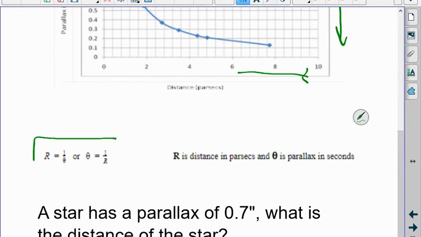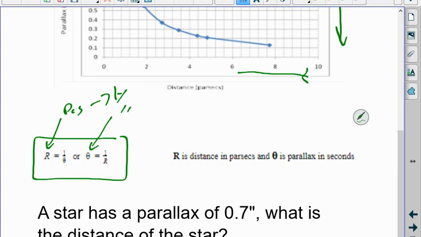And then I just asked some questions about that and use the graph. Again, you will be given this formula right here. Remember that R is measured in parsecs and theta is measured in arc seconds. I will maybe ask for you to convert from parsecs to light years, and I will give you that conversion. But I won't have you doing all the other conversions to miles and kilometers and all that. But light years is fair game.